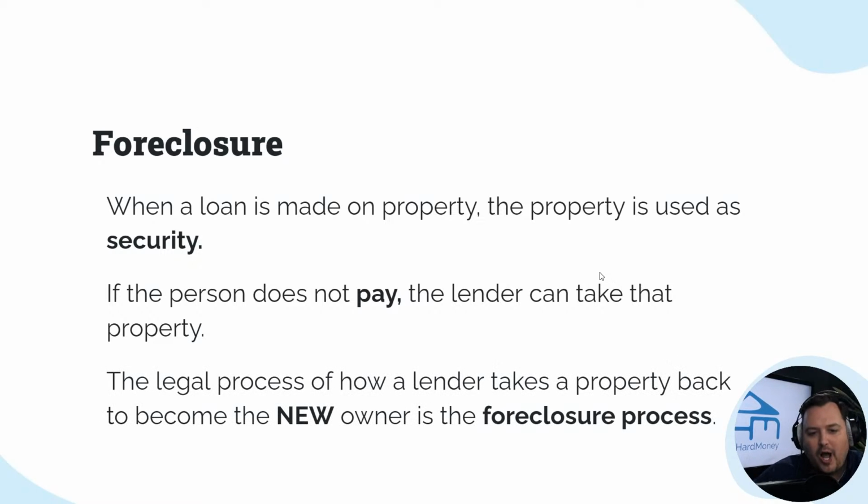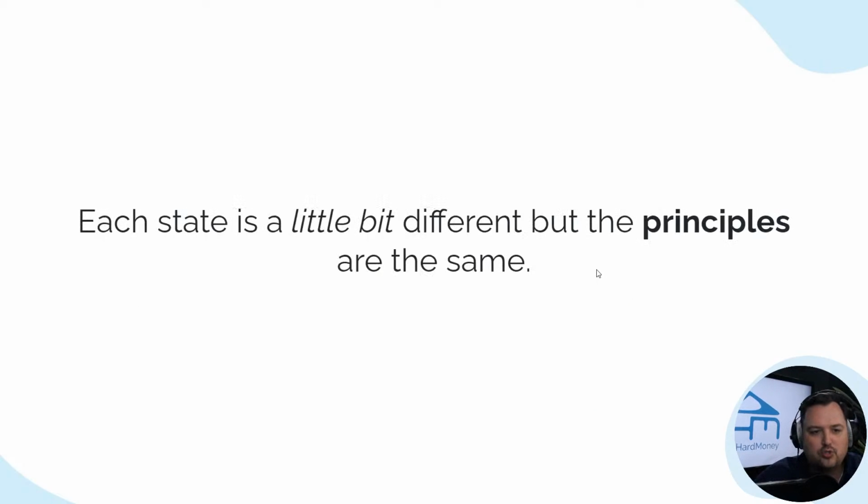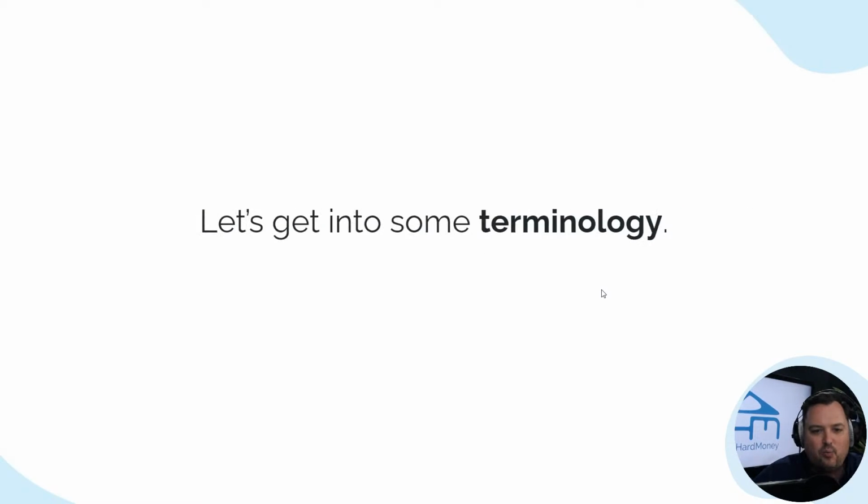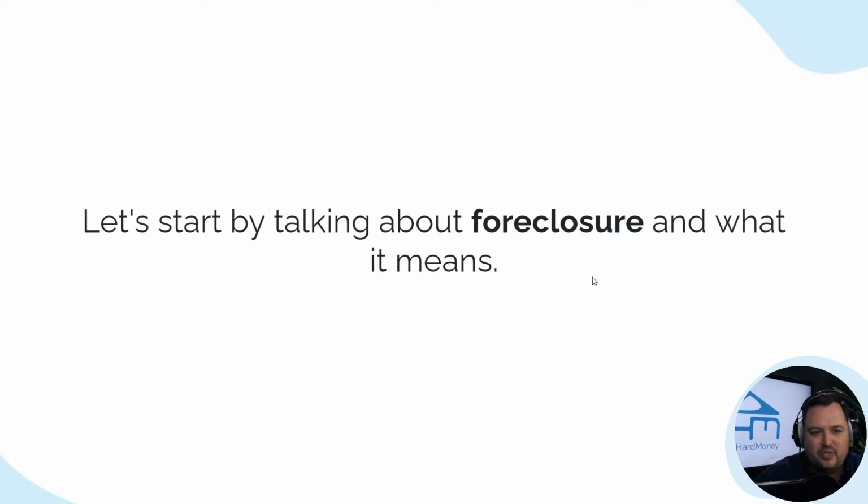The legal process of how a lender takes a property back to become the new owner of that property is called the foreclosure process. So it's the process of somebody that loaned the money now getting rid of the prior owner and becoming the new owner. That's really what the foreclosure process is all about. Now, every state's a little bit different, but the principles are the same. And I'll show you how that works here in just a minute. But we're going to use some terminology that works for everything. So you'll have an idea with this. So let's talk about the foreclosure and what it means.